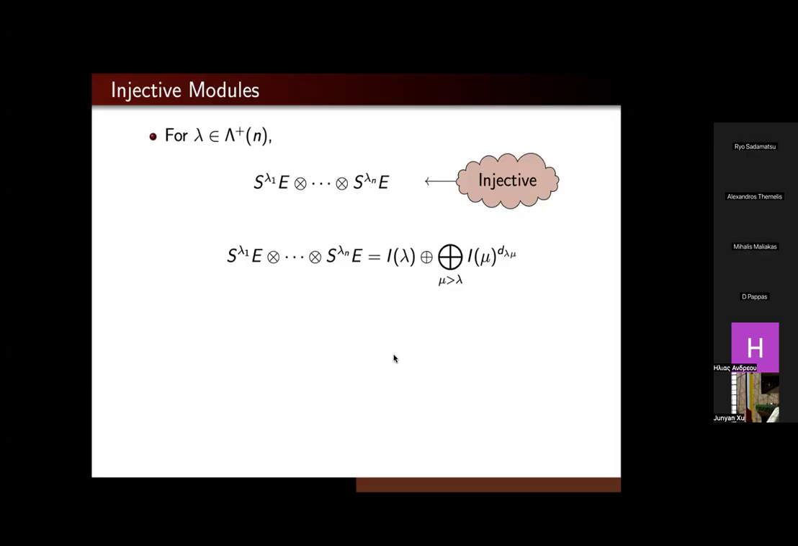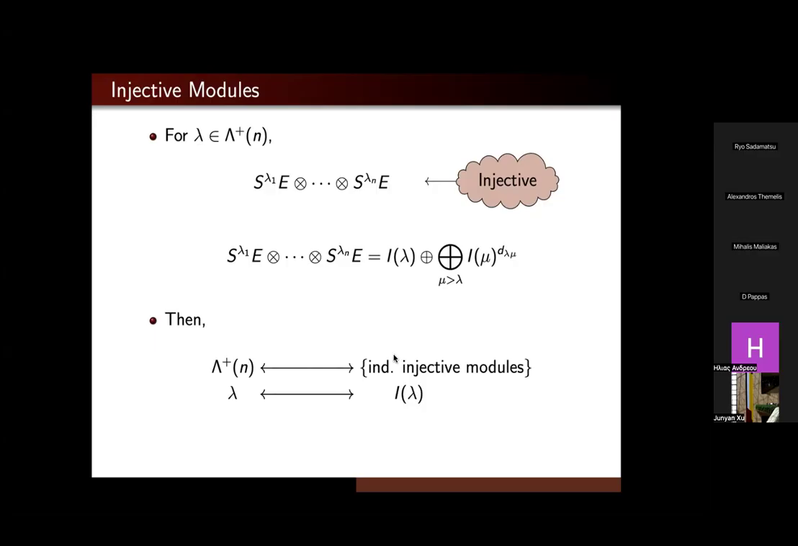find out that actually this leads to knowing the characters of the irreducible representations. But this problem will take you back to the same problem. So you have to know the characters of the irreducible representations. However, we know that for any partition, there exist indecomposable injective models, and we call them I lambda, and they appear, you can find them as direct summands of tensor products of symmetric powers.